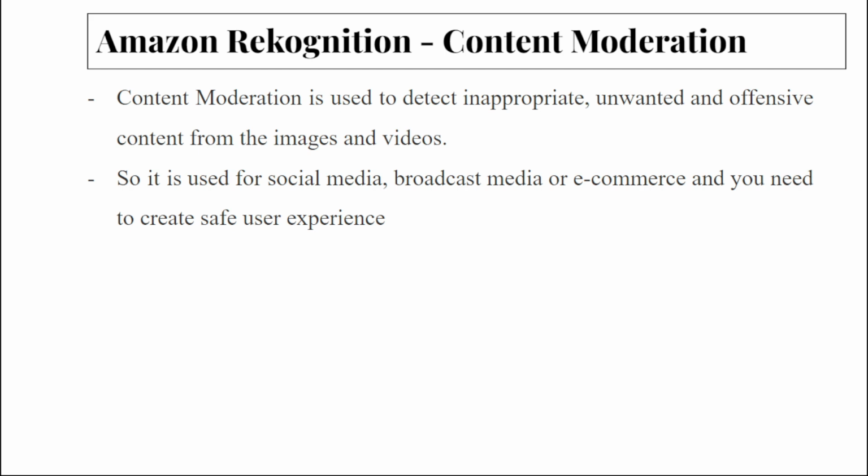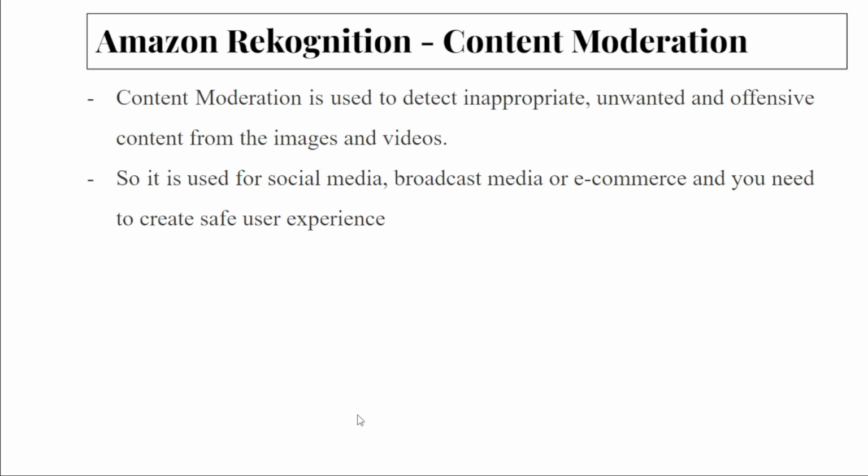You need to know about a feature which is content moderation. Content moderation is used to detect inappropriate, unwanted and offensive content in images and videos. It will be used if you have social media or broadcast media, or if you do advertising or e-commerce, and for that you need to create a safe user experience and make sure the image displayed doesn't show content that would be marked offensive by some person. Offensive content means, for example, racist content or other kinds of content like this.